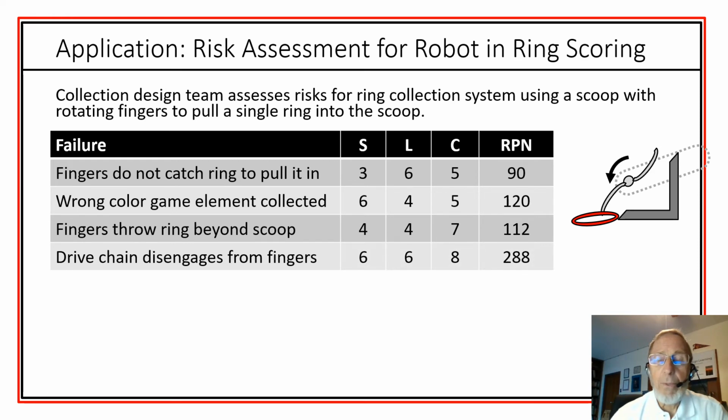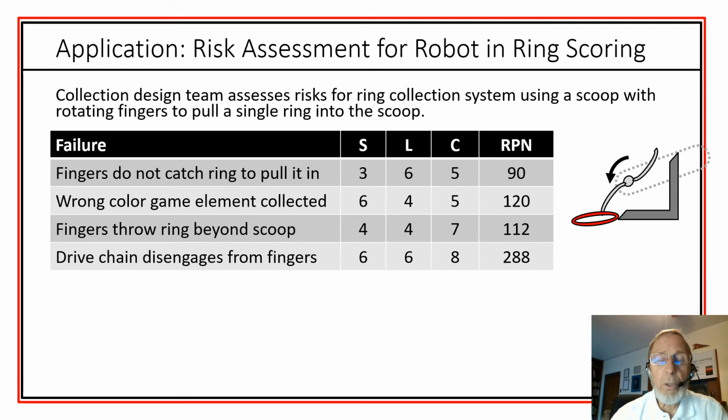And then the drive chain issue again. Here it would be severe because, if it's early in the game, it could keep us from picking up rings in the future for the rest of the game and so on. Controllability is low, difficult to control that one. So again, we give it an 8 in this case, and RPN is 288.